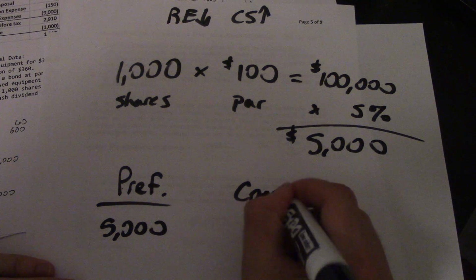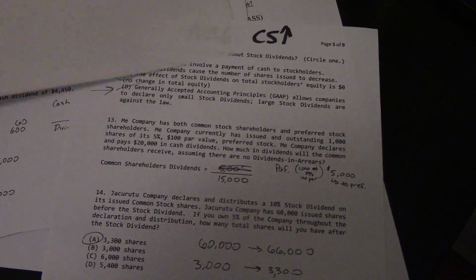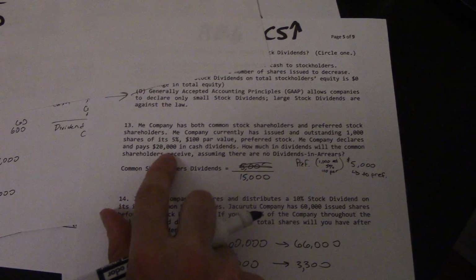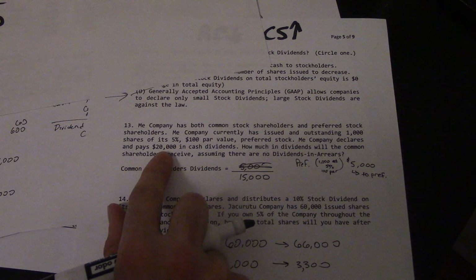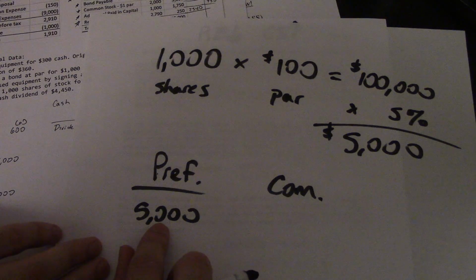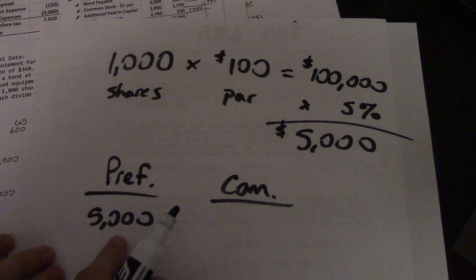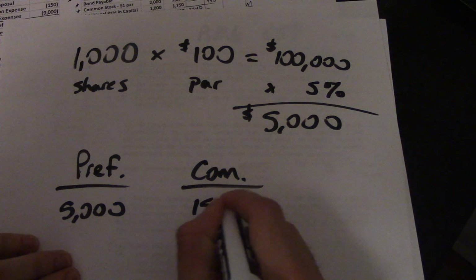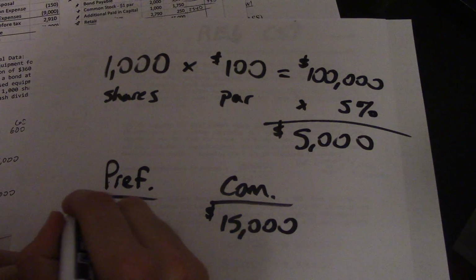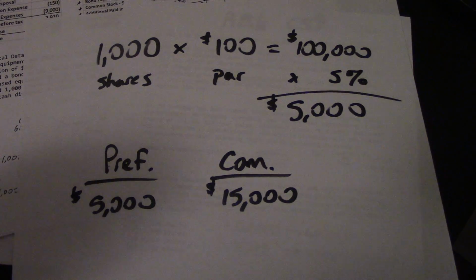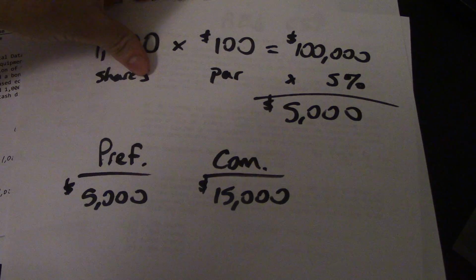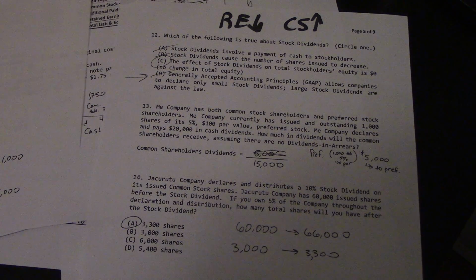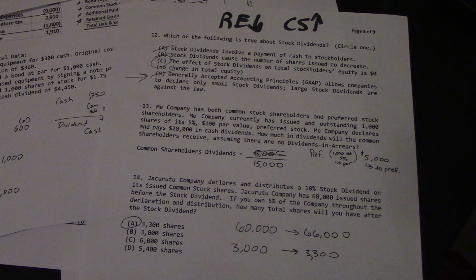Our common shareholders will get the rest. So we declared and paid $20,000 in dividends, $5,000 going to preferred, the rest, $15,000, going to the common stock shareholders. There we go.